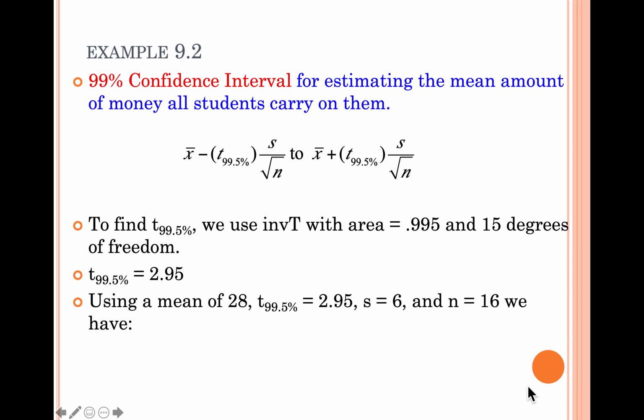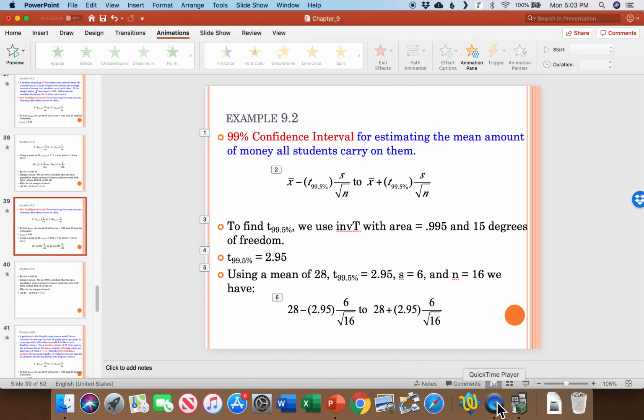Okay, plugging in the rest of our numbers that we had from before. We're just changing the t-score to 2.95. Now when we increase our confidence level, we are going to be widening the actual interval, because when we increase the confidence level, we have to make our lower limit lower and our upper limit higher to cover more possible sample means. So let us plug that in now. 28 minus 2.95 times 6 divided by the square root of 16.